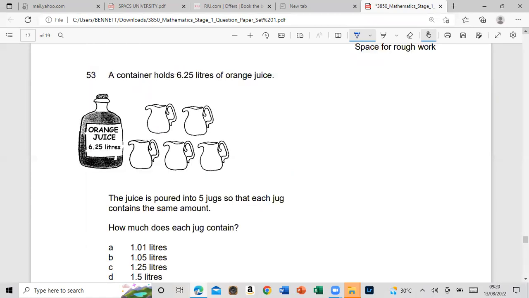All right, guys. A container holds 6.25 liters of orange juice. The juice is poured into 5 jugs, so that each jug contains the same amount. How much does each jug contain? So it's 6.25 liters, and you pour it into 5 of these jugs. How much would each jug contain?